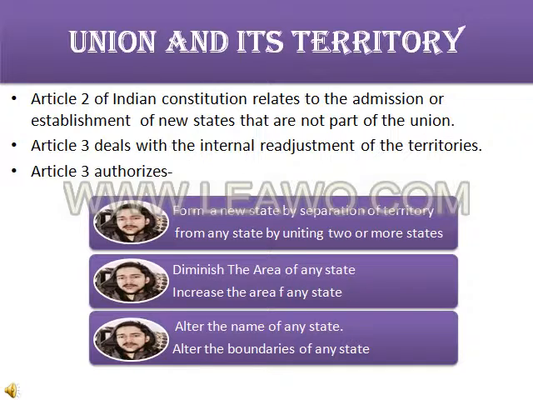Article 3 deals with the internal readjustment of territories. Means whenever the government requires any sort of readjustment with the boundaries, with the land, then it is dealt with by Article 3. Now let's discuss the powers under Article 3. What we can do under Article 3: we can form a new state by separation of a territory, form a state by uniting two or more states, we can diminish the area of any state, we can increase the area of any state, we can even alter the name of any state if required, and we can also alter the boundaries of any state.